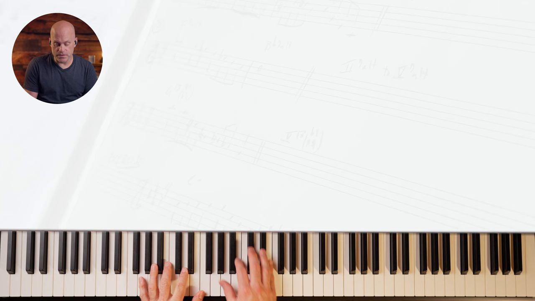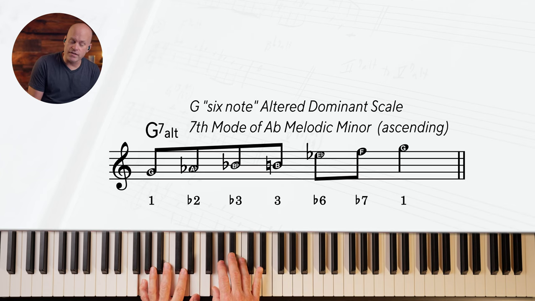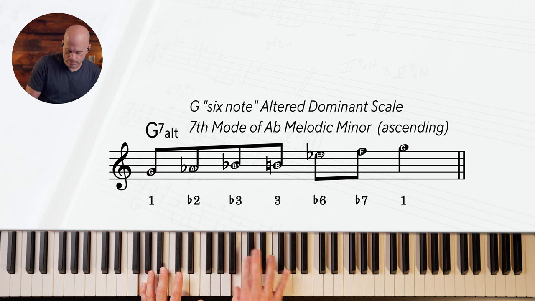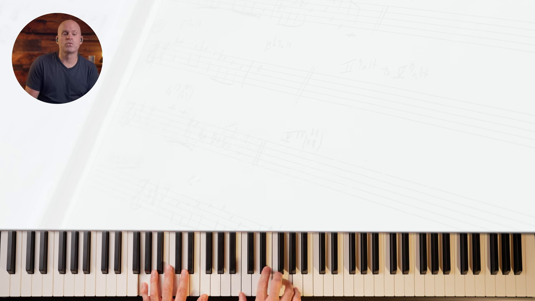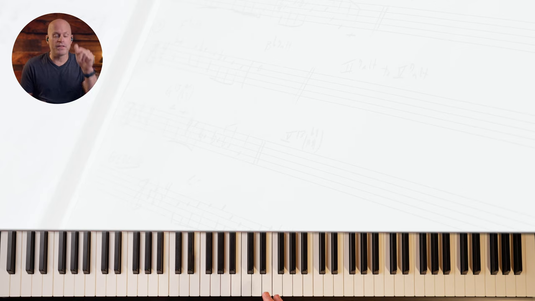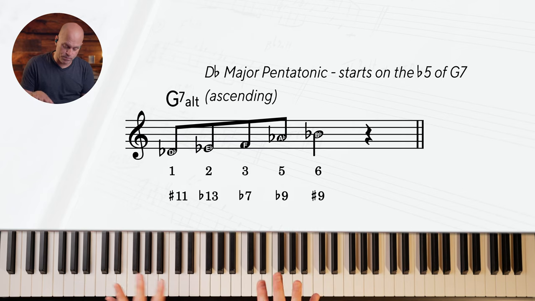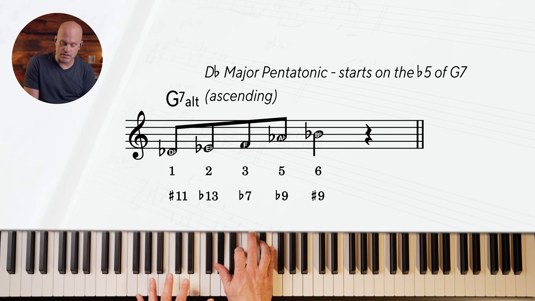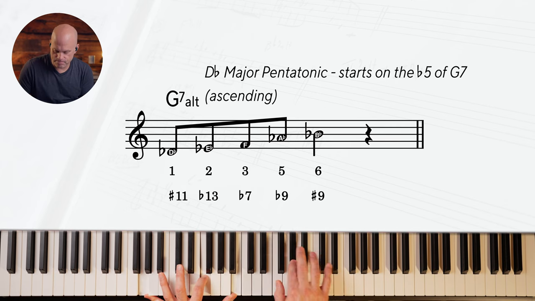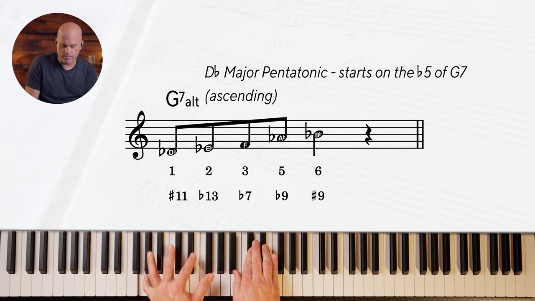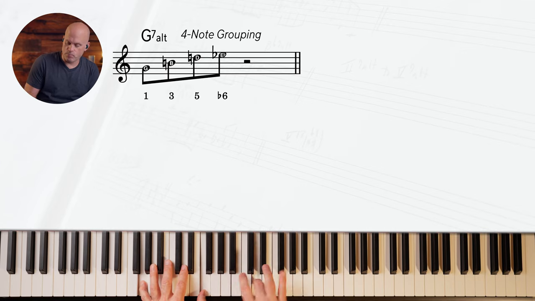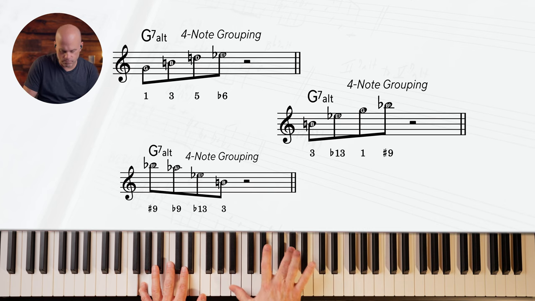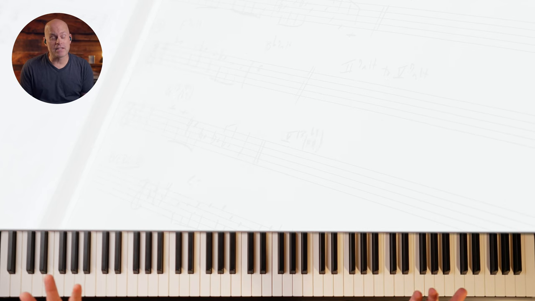The variation of the altered, the 6th note, 1, flat 9, sharp 9, 3rd, flat 13, flat 7, root. Okay, and then what do we got? Oh, and then we've got the G pentatonic, which is D flat major pentatonic over G, which is G7 altered. And then we have our four note groupings. That's a bunch of them.